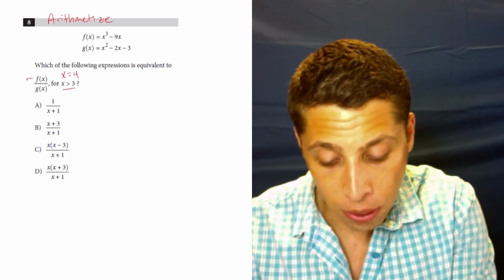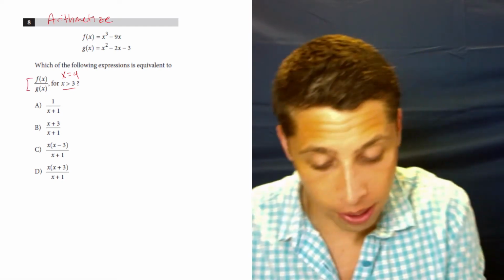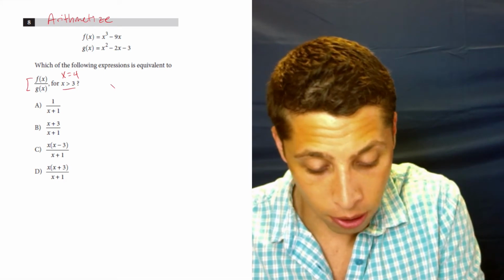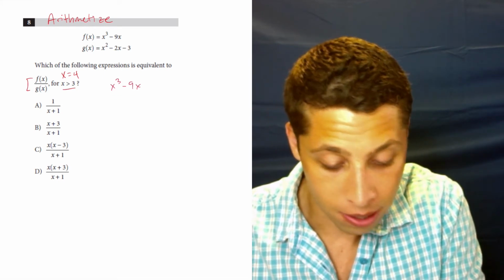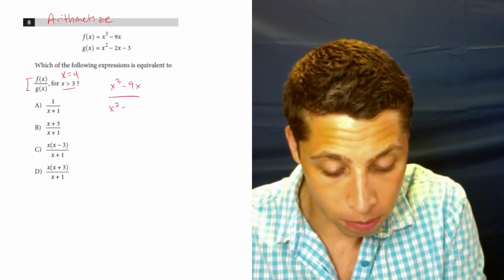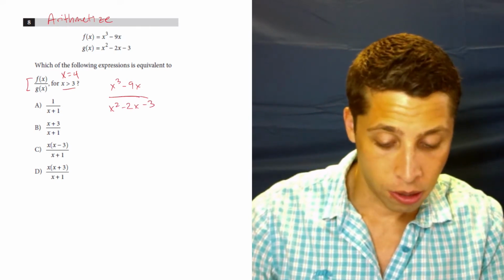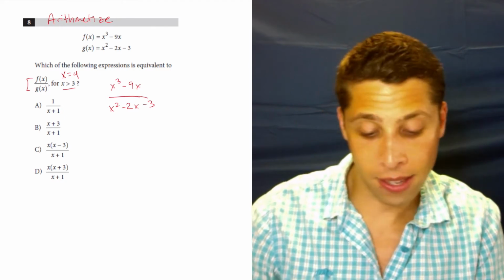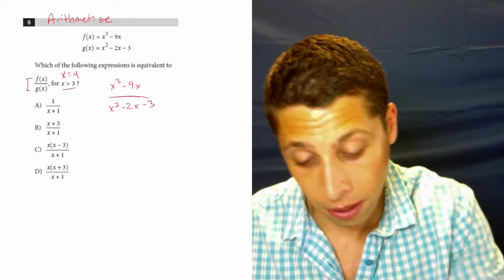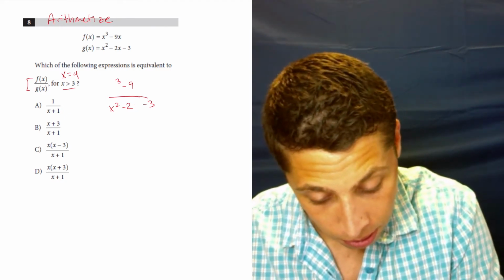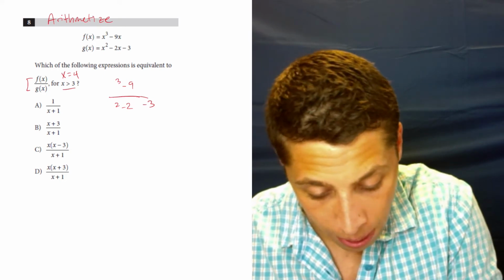Well, they tell us to put f of x over g of x, so I can do that, right? So that's going to be x to the third minus 9x over x squared minus 2x minus 3. But remember, I'm getting rid of these x's. So let's get rid of them. Let's actually make those x's into 4s. So I'm just going to erase here. Let's just get rid of them and make them 4s.